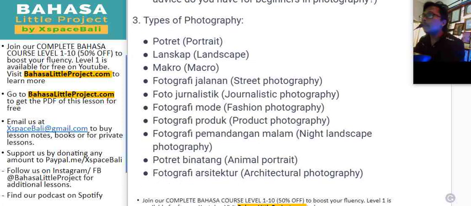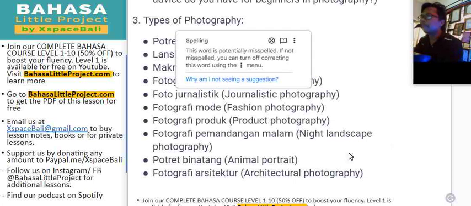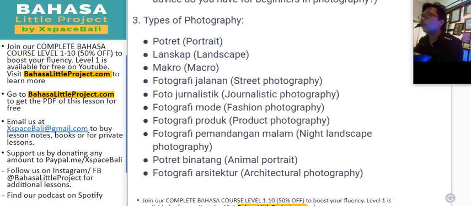Next, we have types of photography. We have portrait. We have landscape. Again, most of these are loan words from English. We have macro. We have fotografi jalanan. So jalanan is street. We have photojurnalistik. We have fotografi mode. Mode, okay, not mode, fashion, mode. We have fotografi produk.